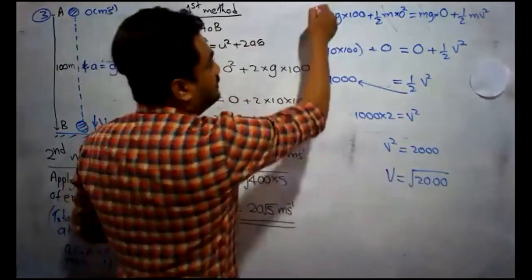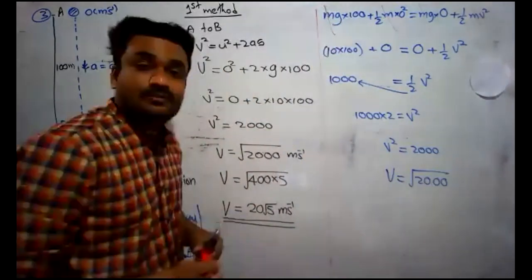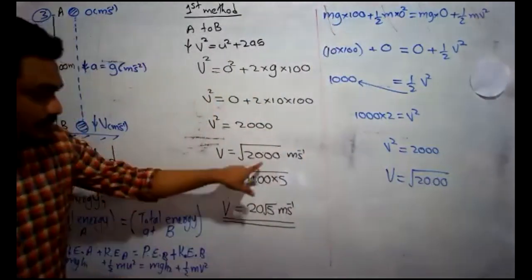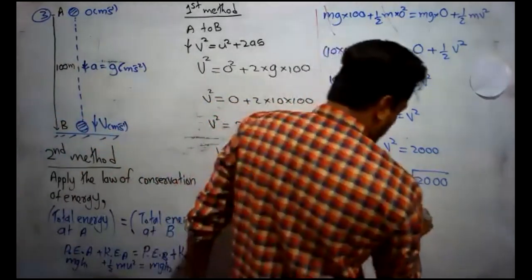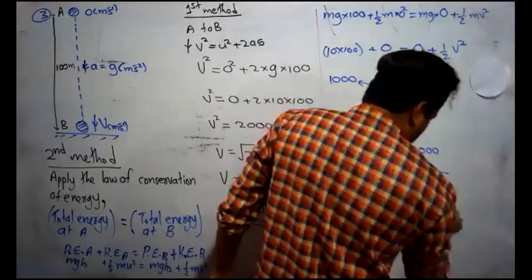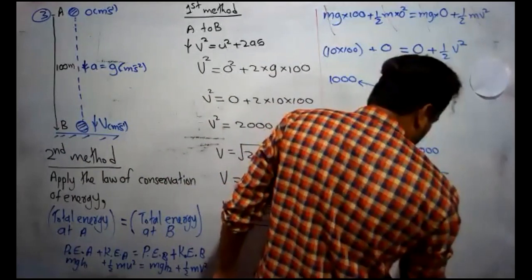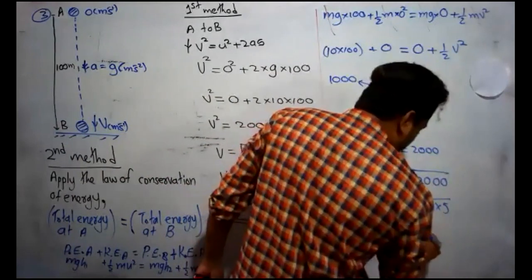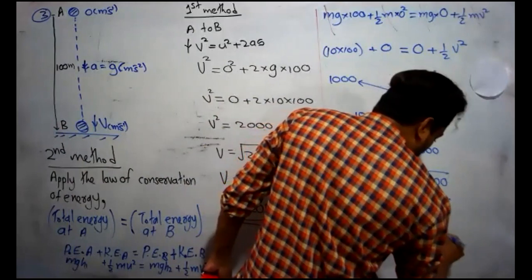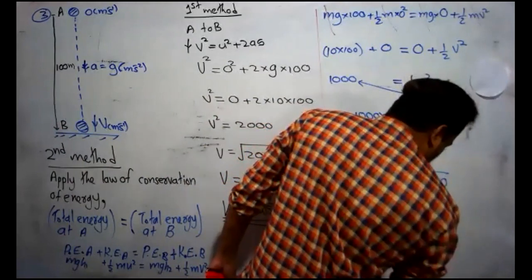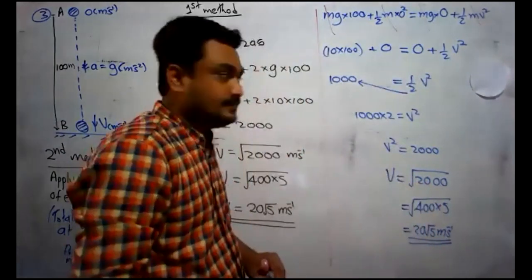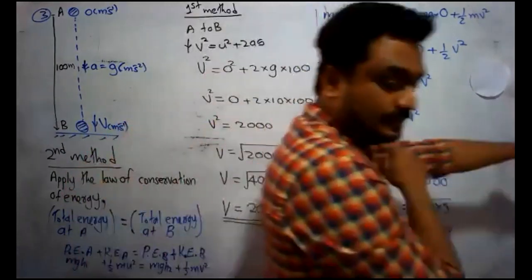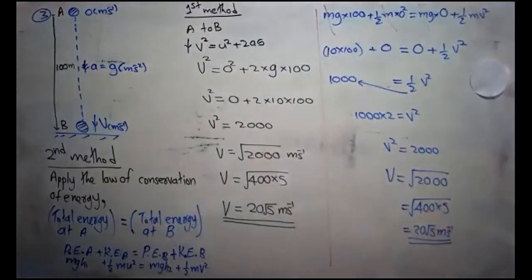So as earlier, we can write 2000 like this. For the 2000, we can write 400 times 5. Square root of 400 is 20, so the velocity is 20 root 5. Got it? Write them all here. Who got the answer even from the second method?